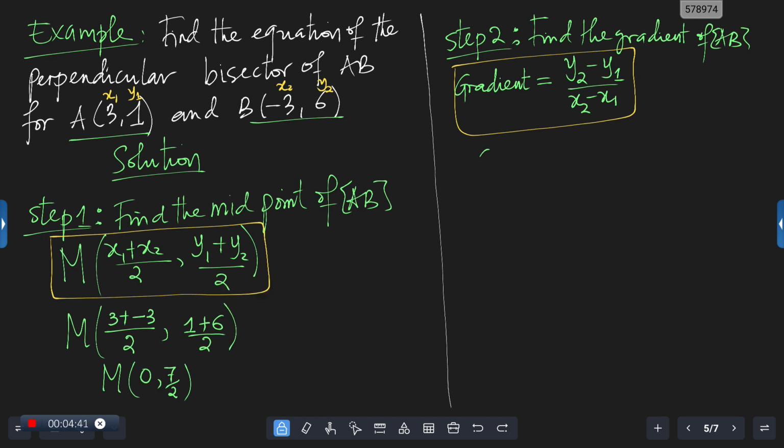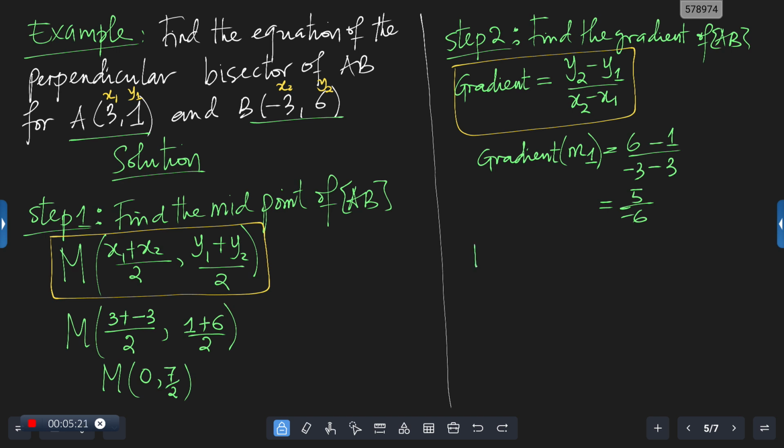So gradient M1 would be y2, which is 6, minus y1, which is 1, divided by x2, which is -3, minus x1, which is 3. This should give us 5 divided by -6. Now we have the gradient of the line segment AB. We need the gradient of a line perpendicular to this.